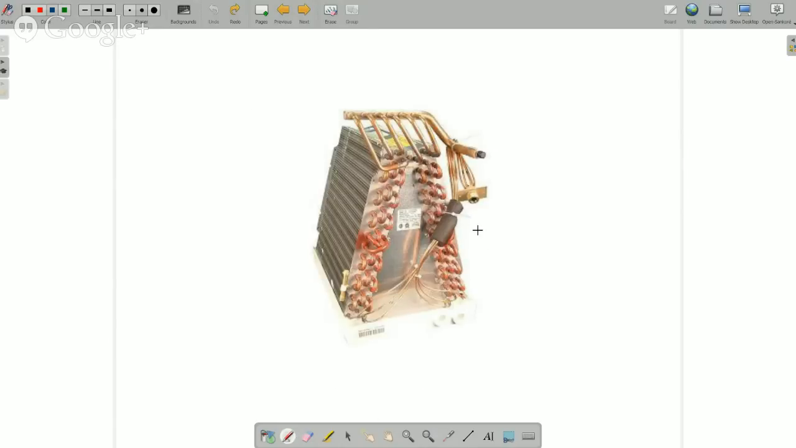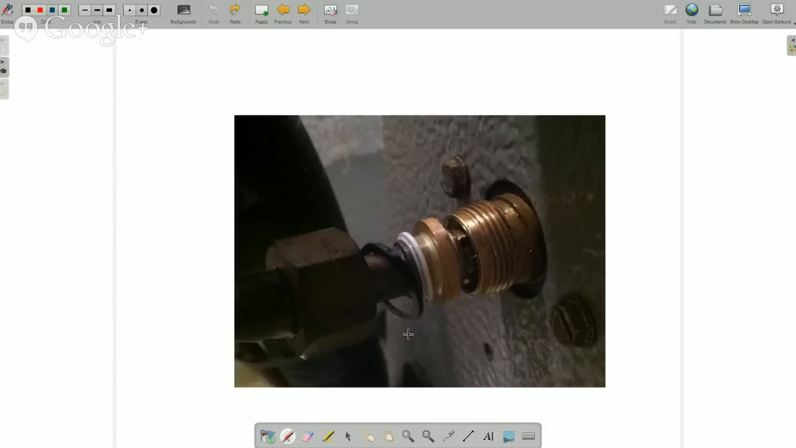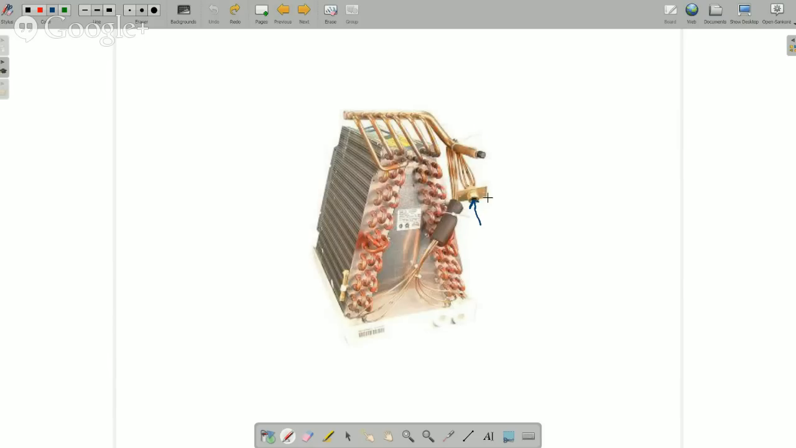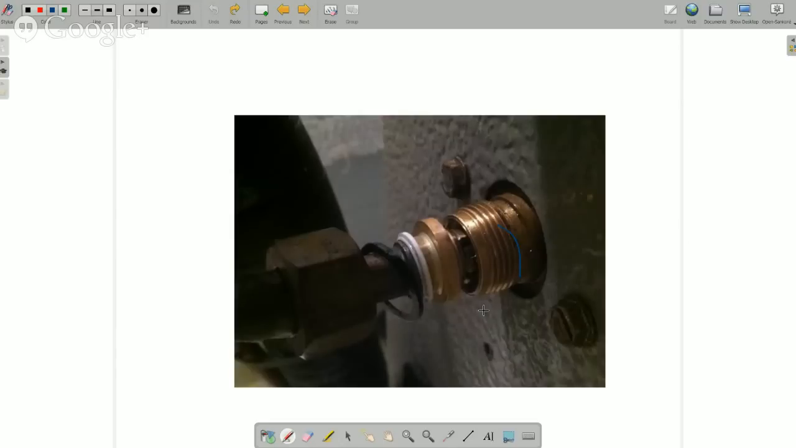Now that orifice fits into this part of the evaporator coil, and I'll give you a closer look. So this is a good example here. This part right here is what you're looking at right here. So the fixed orifice is in this. Let's change some colors here.